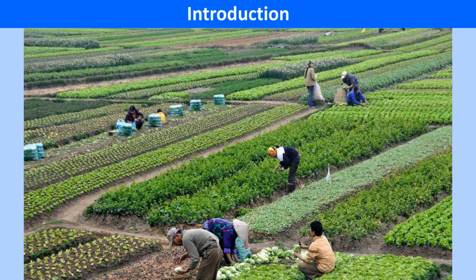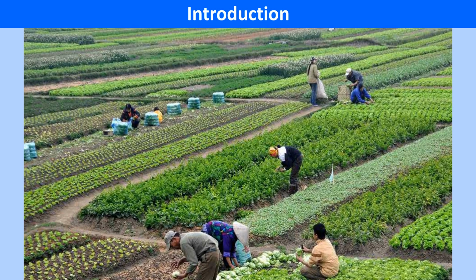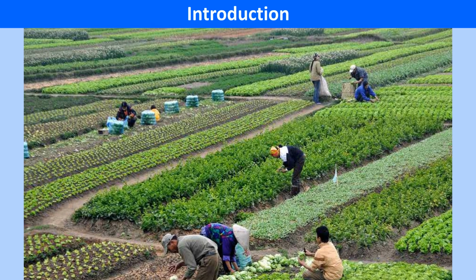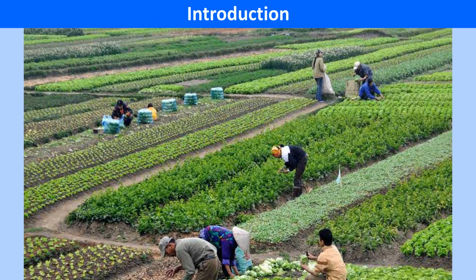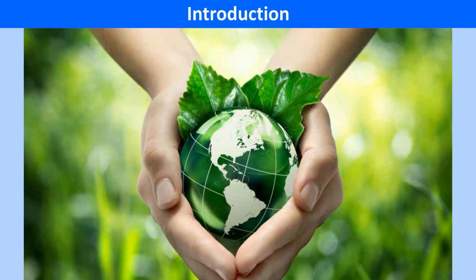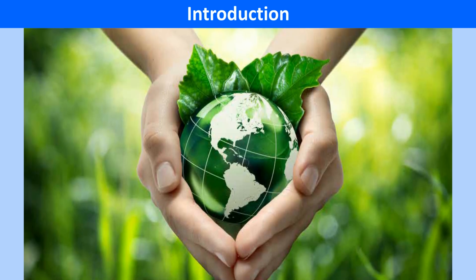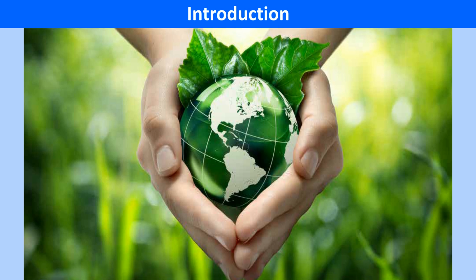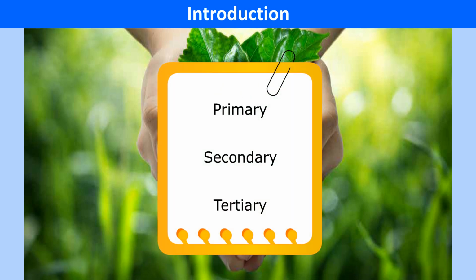Introduction. The term agriculture comes from Latin words ager and culture, meaning soil and cultivation, respectively. Agriculture or farming is one of the oldest occupational practices known to humankind. The journey of raw material to finished product involves three stages of economic activities: primary, secondary, and tertiary.